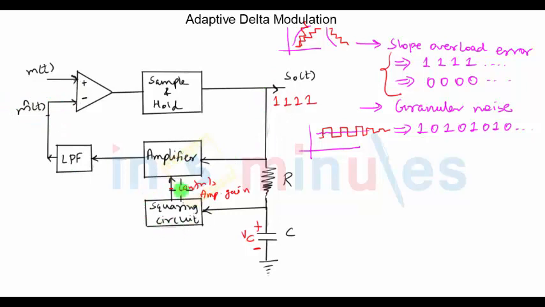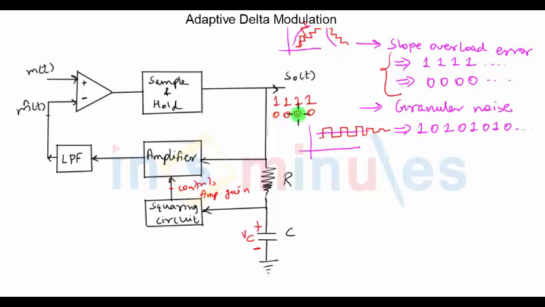Now how will the squaring circuit output increase? It will increase if the capacitor is continuously charging, and that will happen when there is a continuous stream of ones on the output side, which indicates the slope overload error. The slope overload error also takes place when the M of t is decreasing at a very fast rate. In this case, the output will be a continuous stream of zeros.